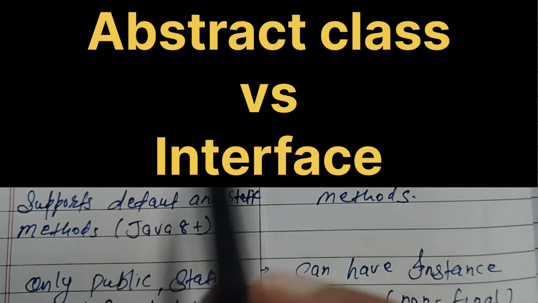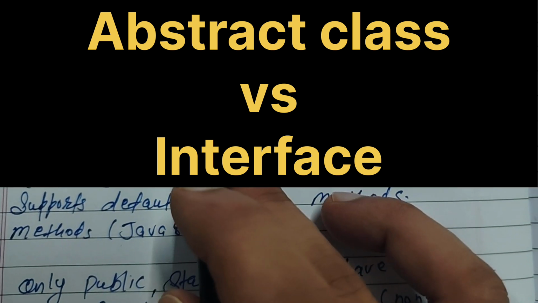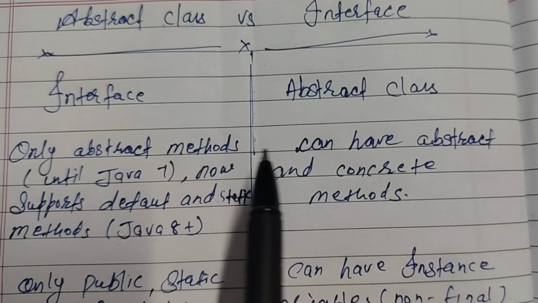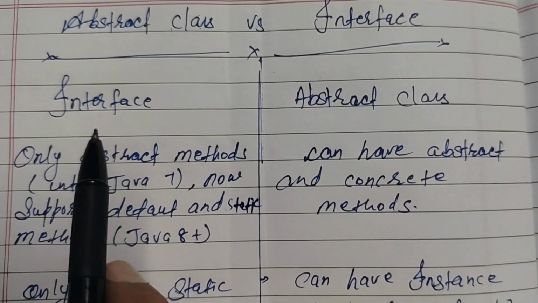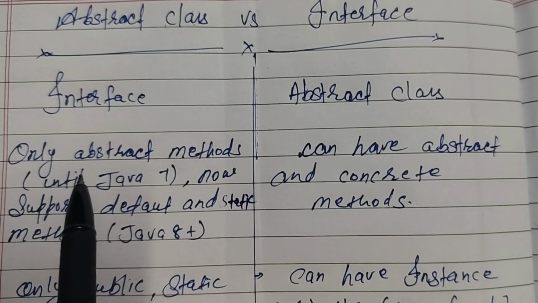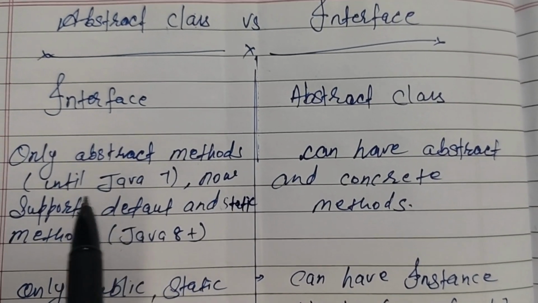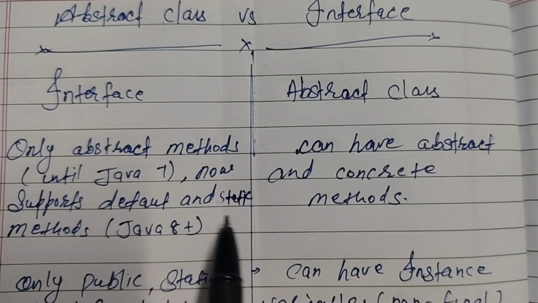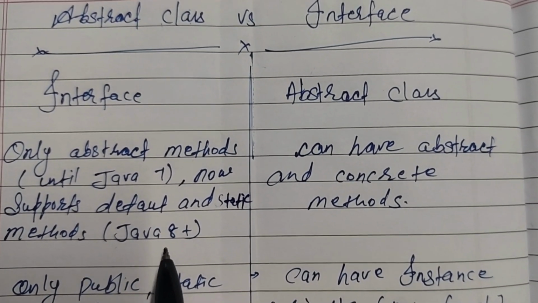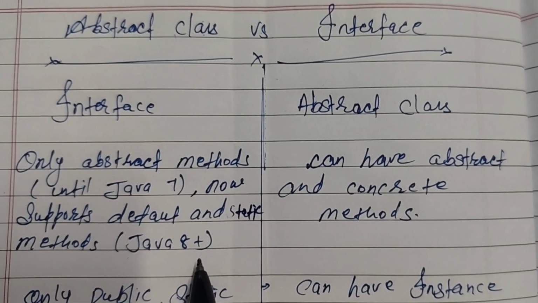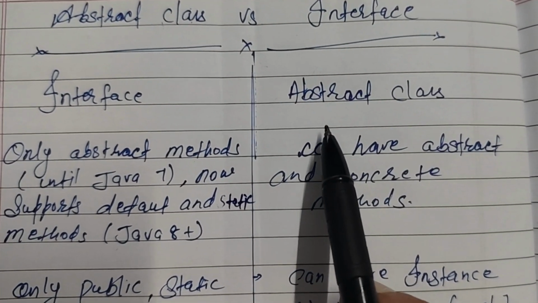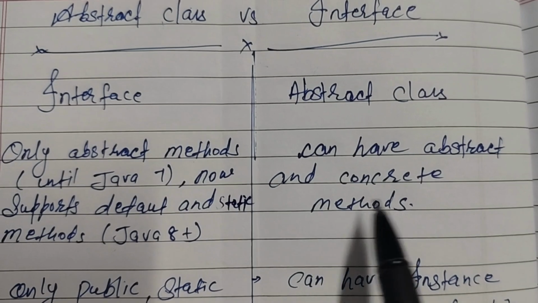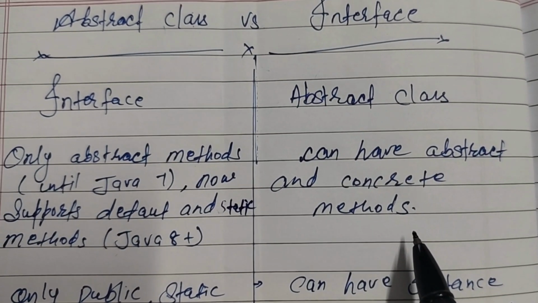Today's question is: what is the difference between abstract class versus interface? Let's understand this. An interface only has abstract methods until Java 7. But now it supports default and static methods from Java 8 onwards. In the case of an abstract class, it can have both abstract and concrete methods. Okay.